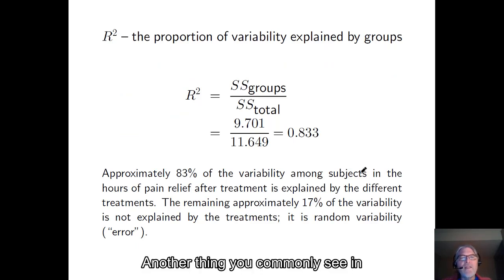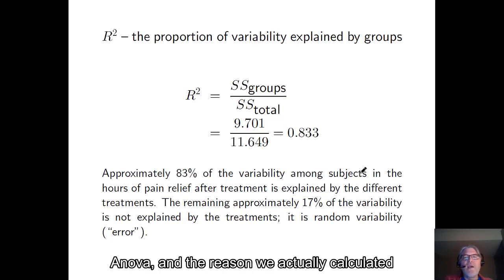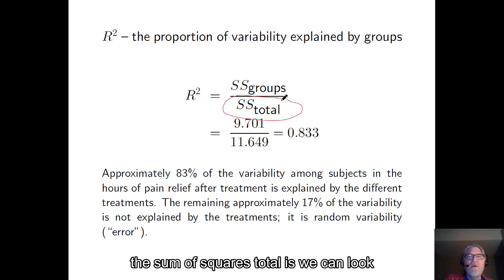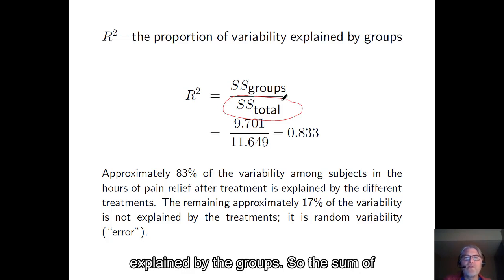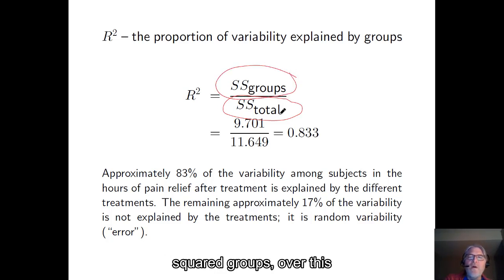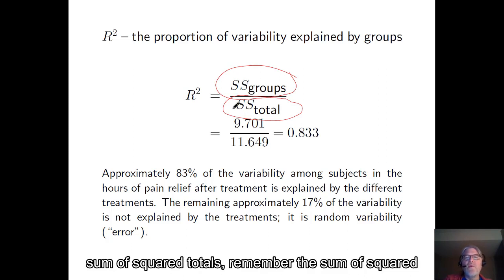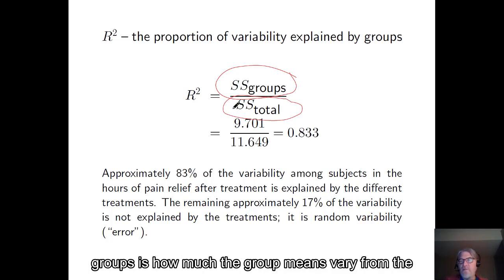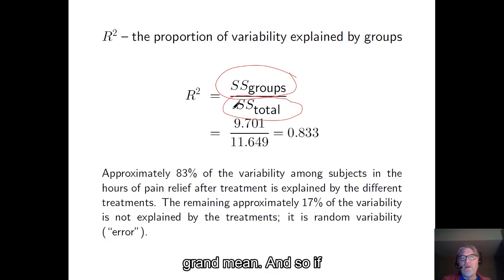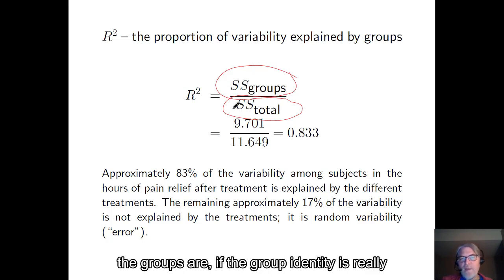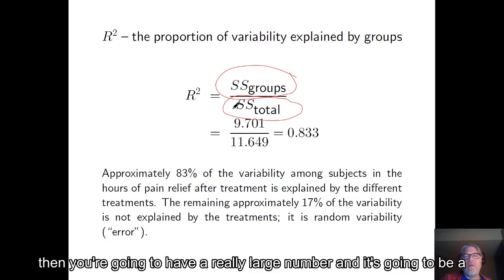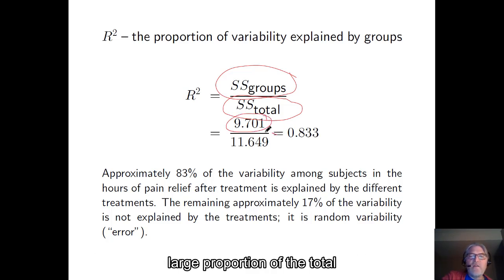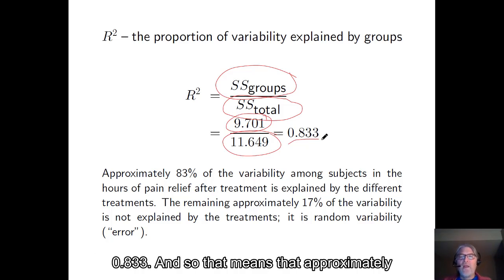Another thing you commonly see in ANOVA, and the reason we actually calculated the sum of squares total, is we can look at how much of the variability is explained by the groups. So the sum of squared groups over the sum of squared totals. Remember, the sum of squared groups is how much the group means vary from the grand mean. And so if the group identity is really important to knowing what the value is going to be, then you're going to have a really large number, and it's going to be a large proportion of the total variation. So in this case, it was 0.833.